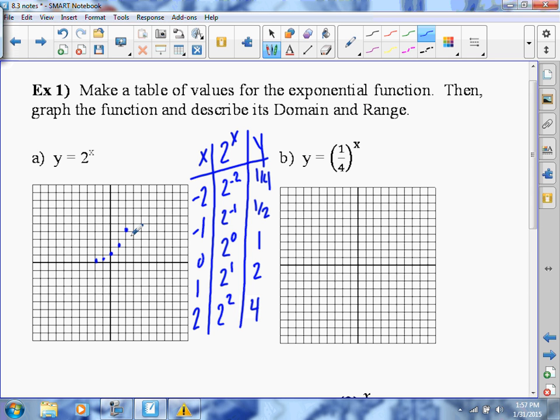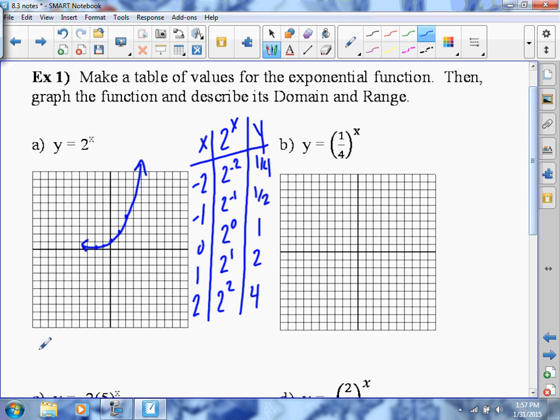But we have enough points now to see that our graph is going to increase from left to right. Now this part on the left here, this is going to get really, really close to 0, but it's never going to touch it. So we're never going to go across that axis. It's kind of like an electric fence. Okay, so this is definitely a growth function, because it's growing, it's increasing from left to right. We're going uphill.